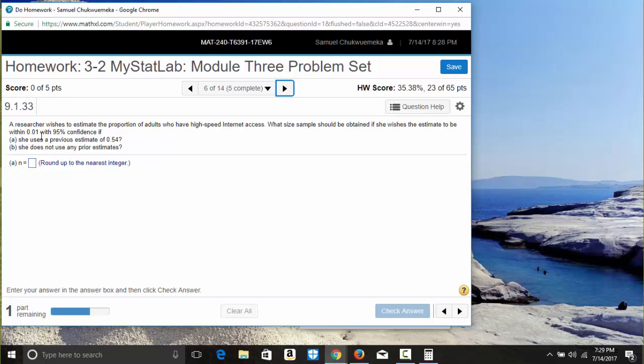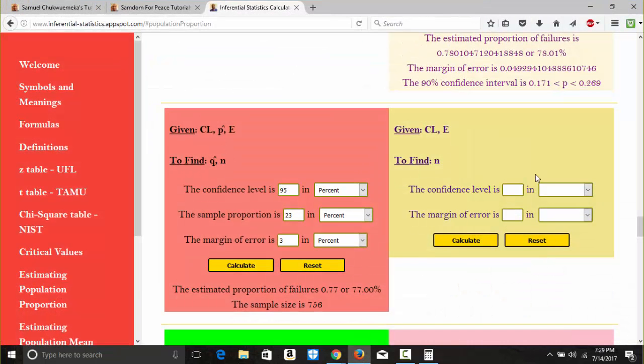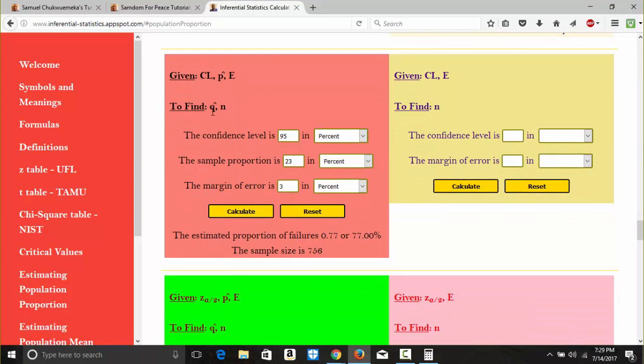So they gave us the margin of error, and they gave us the confidence level. And here they said uses a previous estimate of 0.54. So in question A, they gave us the sample proportion. So the one we're going to use is this one here. We're not interested in q hat. No, we are only interested in the sample size.